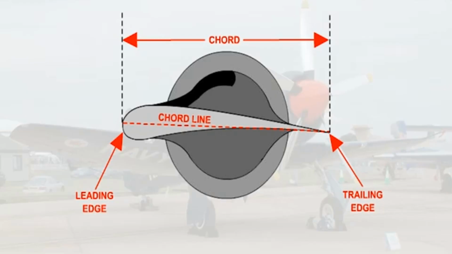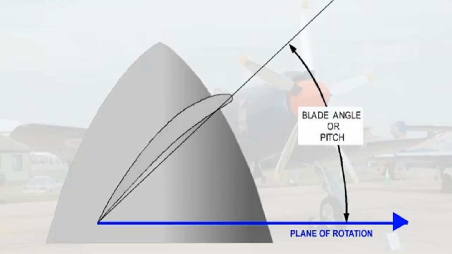For instance, the blade angle or pitch is the angle between the blade chord and the plane of rotation. Blade angle decreases from the root to the tip of the blade because the rotational velocity of the blade increases from root to tip. For reference purposes, the blade angle is measured at a point 75% of the blade length from the root.